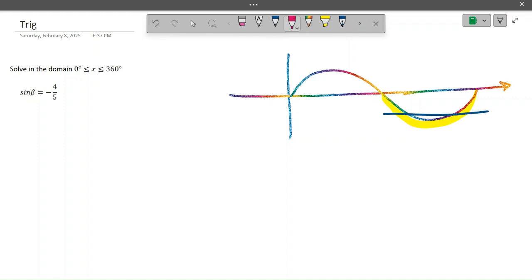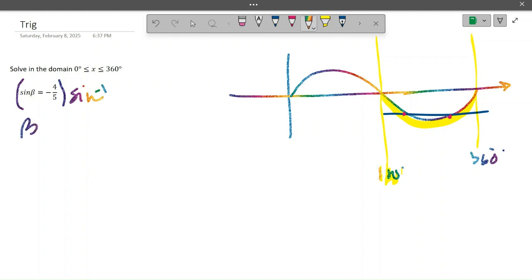So I'm really looking for a point that's here and a point that's here, remembering that this is 180 degrees and this is 360 degrees. Ooh, that was not the smartest writing utensil. 180 degrees. This is 360. So let's go ahead and have at it. We're going to start by taking the arc sine, or the inverse sine, of both sides.